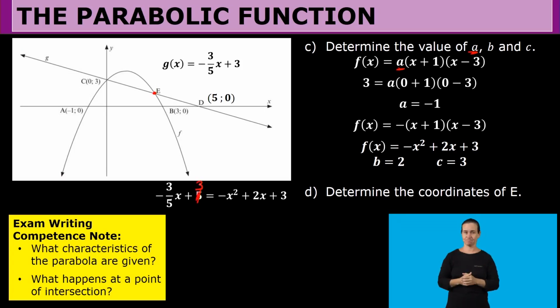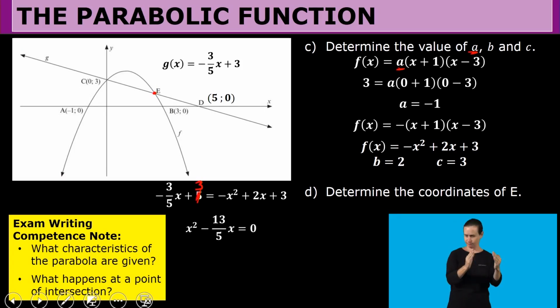So that is a mistake there. That is equal plus a 3. Remember, the y-intercept there is a 3. So when we are going to combine the like terms, or bring everything over to one side, we then have x squared minus 13 over 5x, and that is equal to 0. We are then going to factorize that equation there.